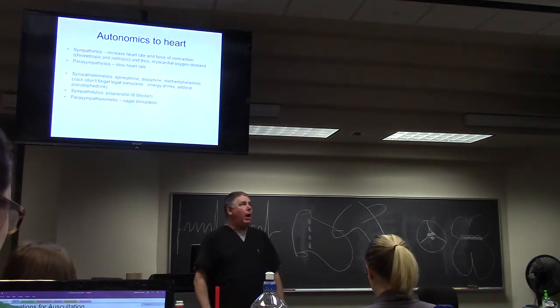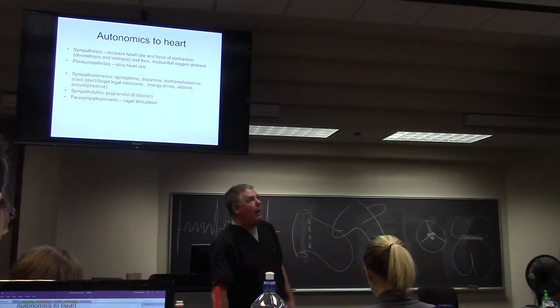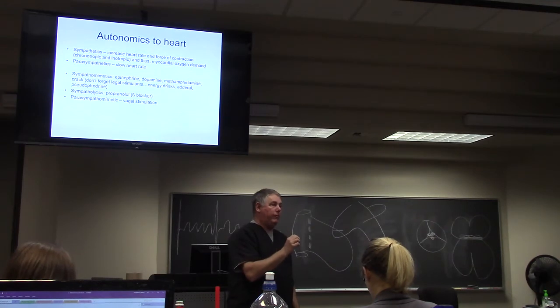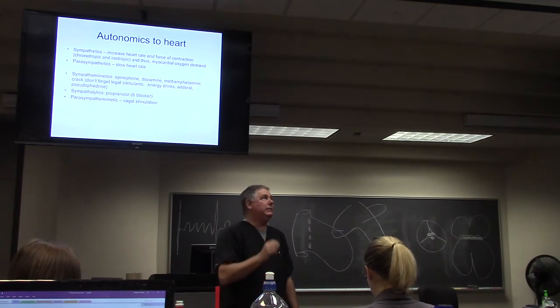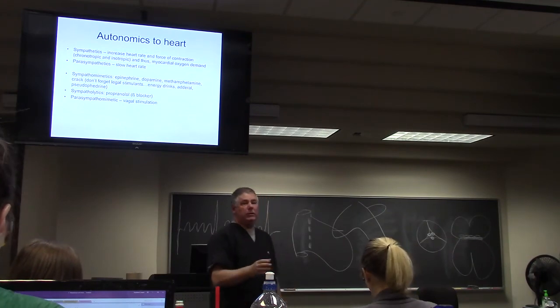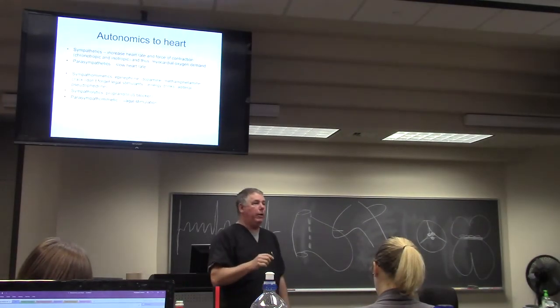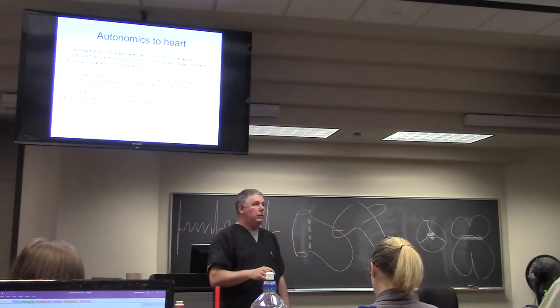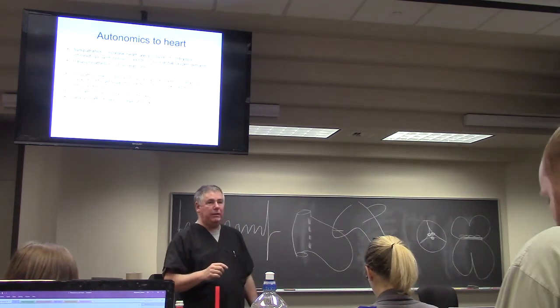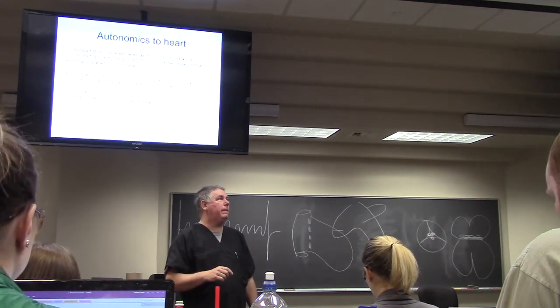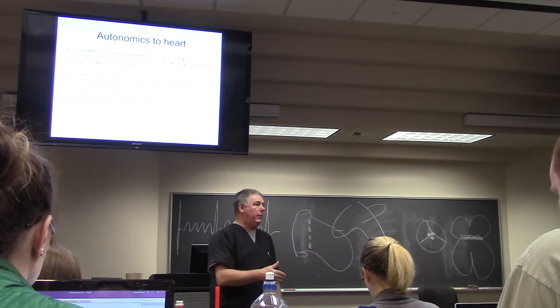Okay. Autonomics to the heart. Oh yeah, autonomics. Sympathetics increase the heart rate, which is called a chronotrope. Increase the force of contraction is an inotrope. If you increase the heart rate and the force of contraction, you're going to increase myocardial oxygen demand. So it's not very wise to give somebody with ischemic heart disease something that's going to do either of those. Parasympathetics are going to slow the heart down.